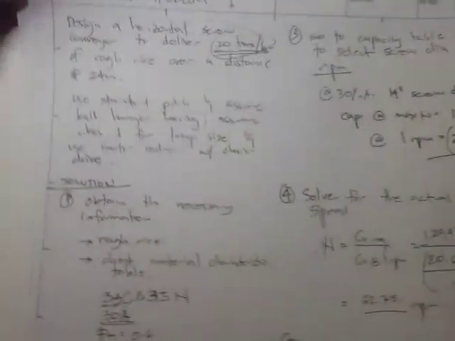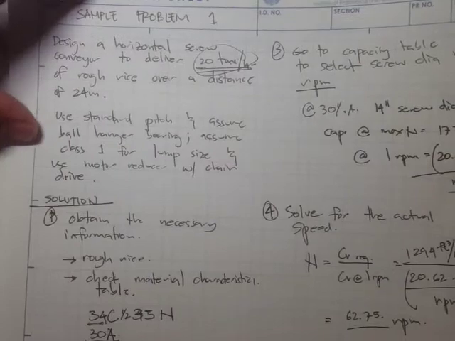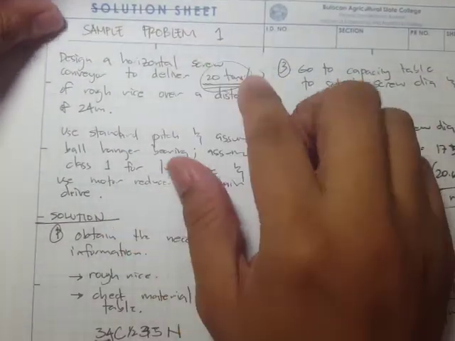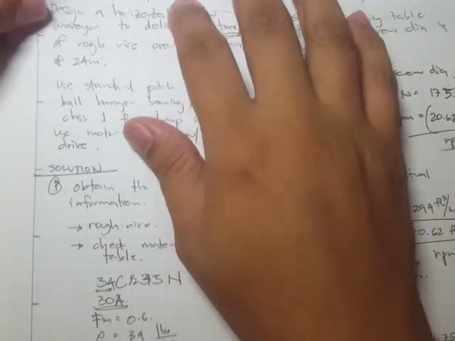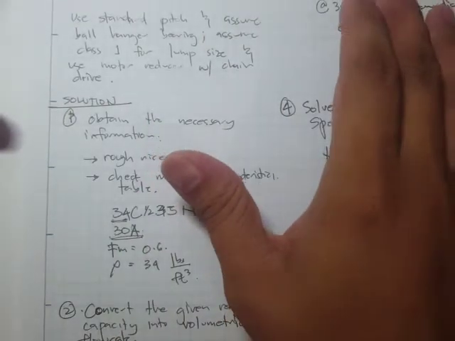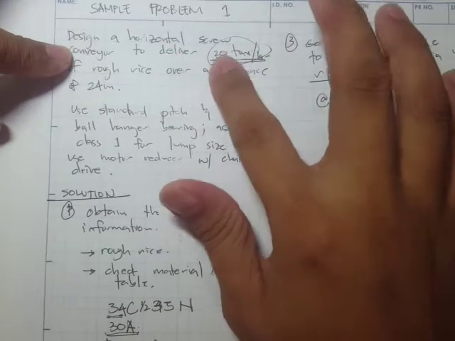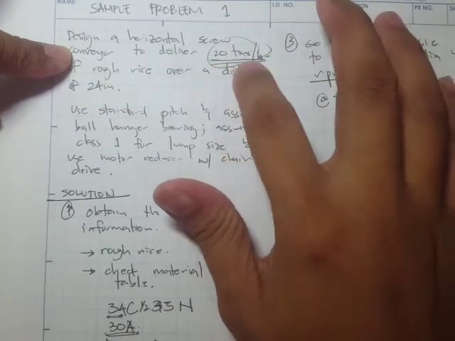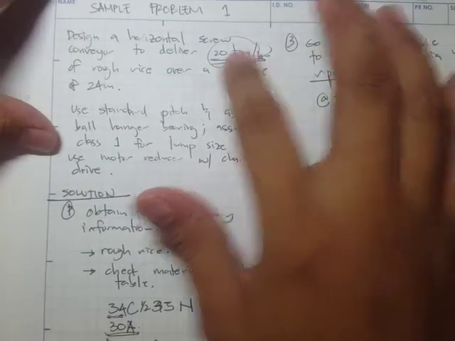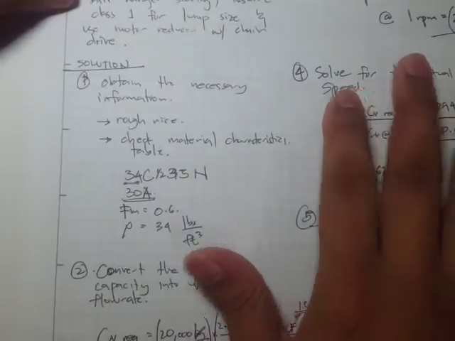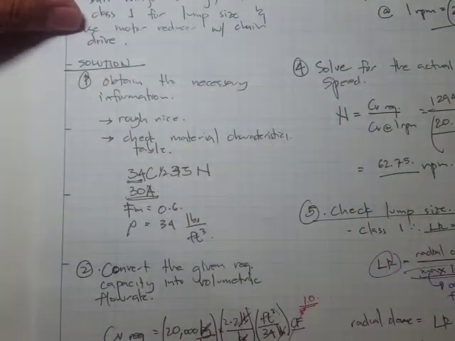Now before we do our next sample problem, I'd like to do a recap on our first sample problem. Our problem says that we have to design a horizontal screw conveyor to deliver 20 tons per hour. So take note, this is given in terms of mass flow rate. And our material is rough rice over a distance of 24 meters, and we have these conditions. So the first step that we did is to obtain the necessary information.